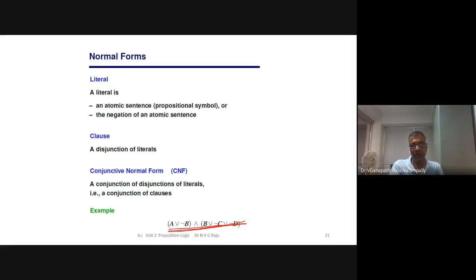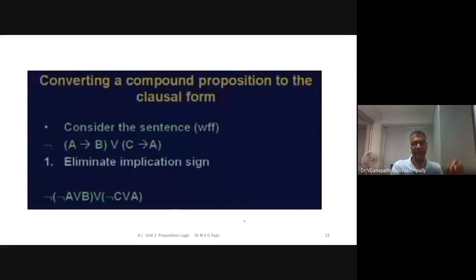Now, shall I go on to solve one problem? Please take this, everyone. Two subheadings: converting compound propositions into clausal forms, or within brackets, write converting propositions into CNF. An example has been given: negation of A implies B, or C implies A. This is the question. In the exams also you will get this kind of question, in the mid as well as in the externals.